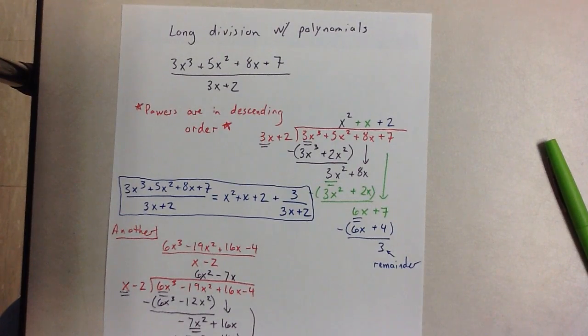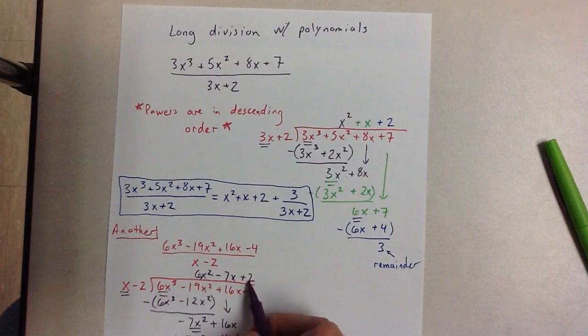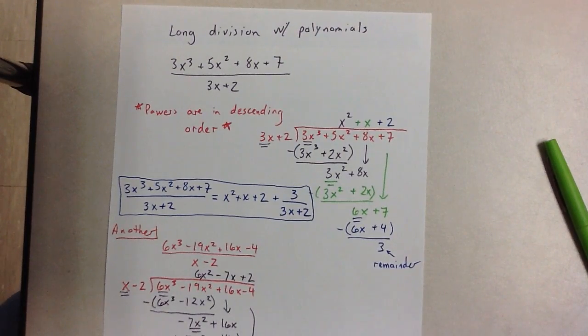And this should be our last step. X, to get 2x, we have to multiply by positive 2. 2 times x is 2x. 2 times negative 2 is negative 4. And if you notice, when we subtract this, we do get a remainder of 0.